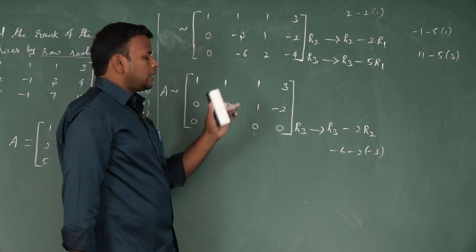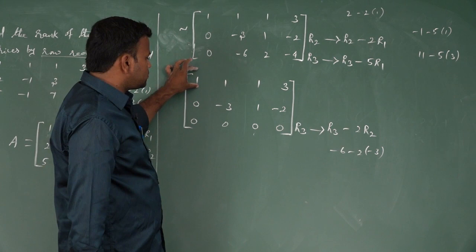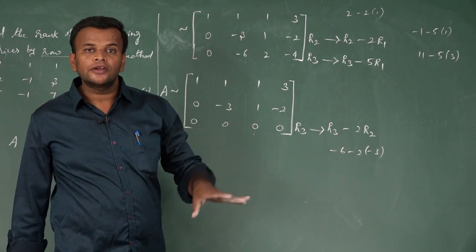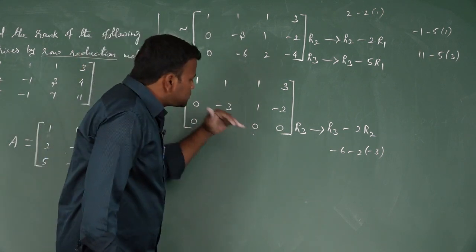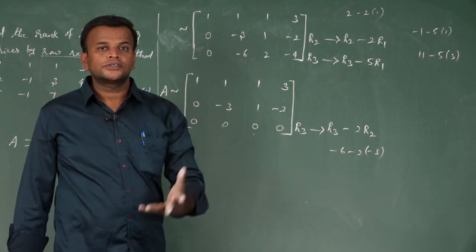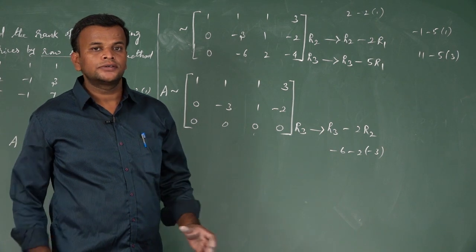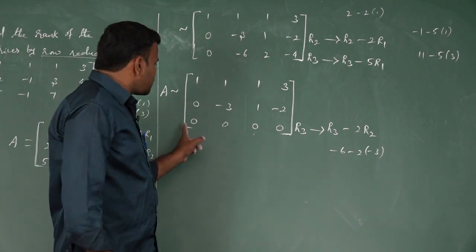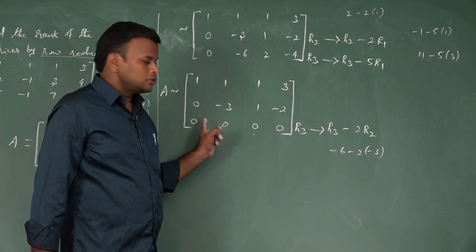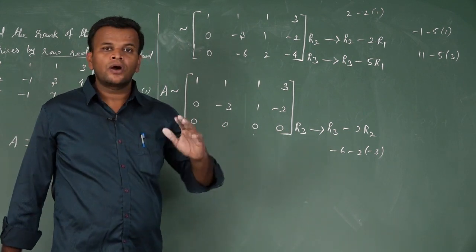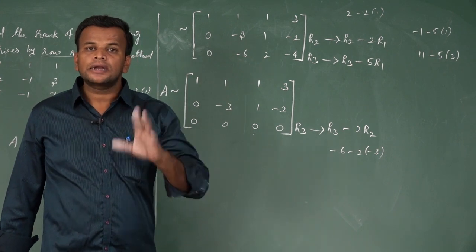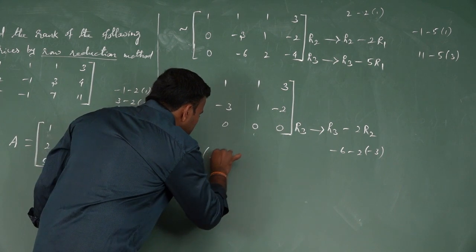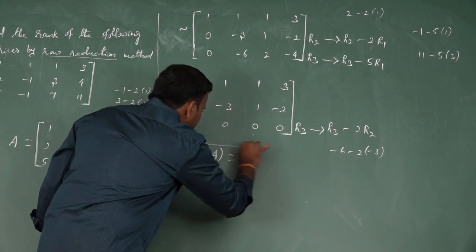Now it is in echelon form. The first one is non-zero, and at least the triangle shape of elements becomes 0, so it is called an echelon form. Now we check the number of non-zero rows. How many non-zero rows are here, 2 or 3? It is 2 because the third row is fully 0, so it is a zero row. The number of non-zero rows is called the rank of the matrix. The number of non-zero rows here is 2, so the rank of the matrix is 2.